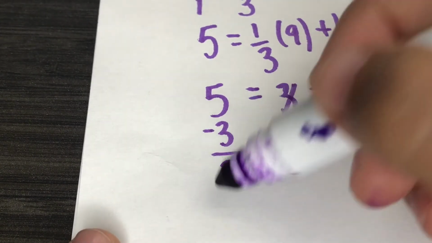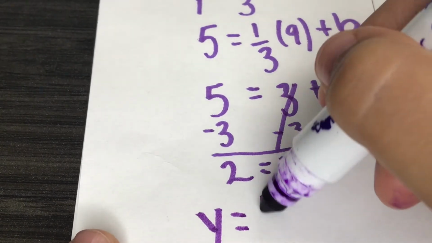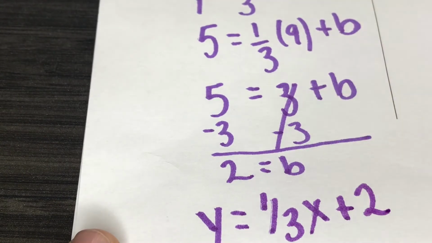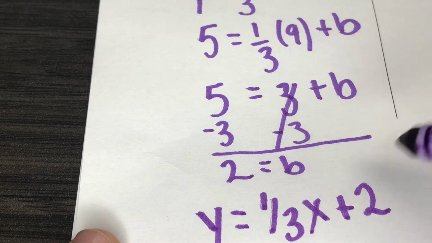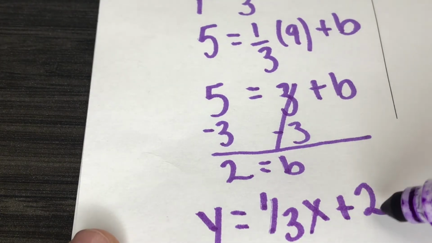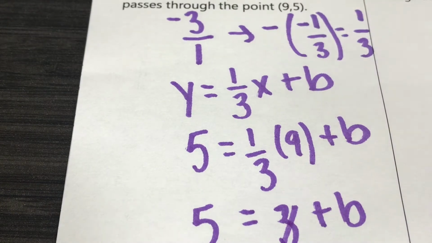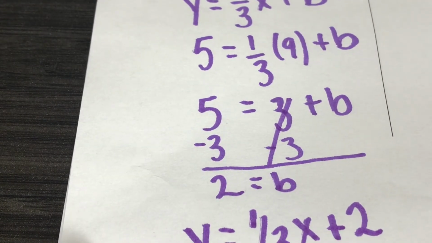So let's put it all together. Y equals 1/3 x plus 2. We have our negative reciprocal slope from the original line, and we have our y-intercept, which we found from plugging in the point that we wanted our perpendicular line to go through.